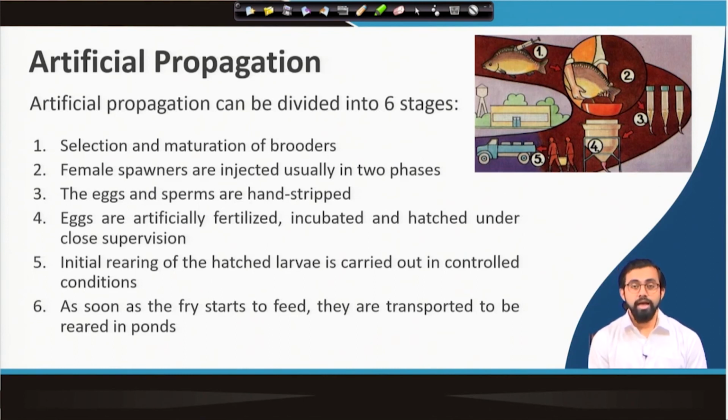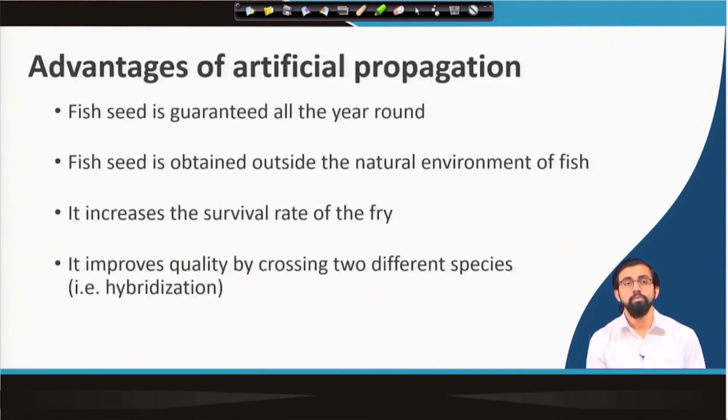Initial rearing of the hatched larvae is carried out in controlled conditions in a rearing tank, but soon after the fry start to feed, they are transported to proper rearing ponds. There are initial rearing ponds, and then there is the final stage of rearing ponds. The initial rearing ponds are the pre-rearing ponds where we do the initial rearing of the hatched larvae, and then we go ahead with the further procedure in the final, larger size rearing ponds.